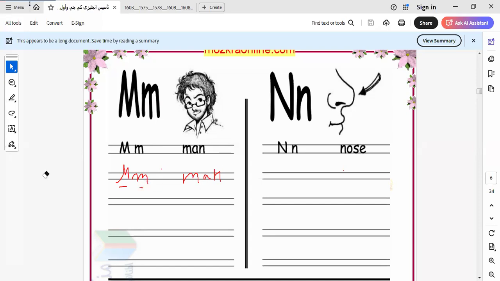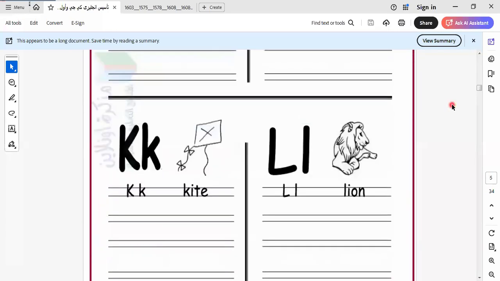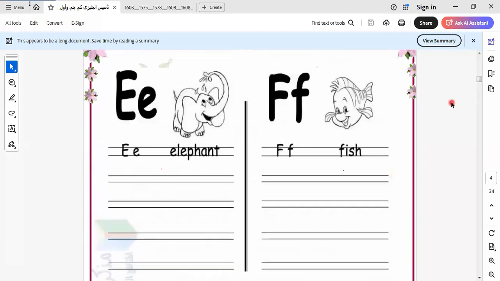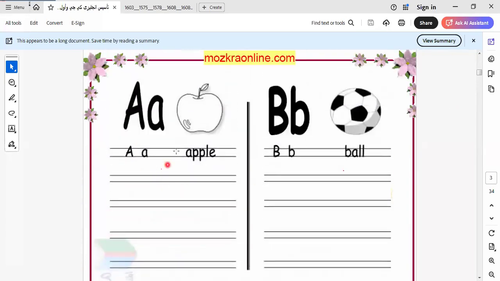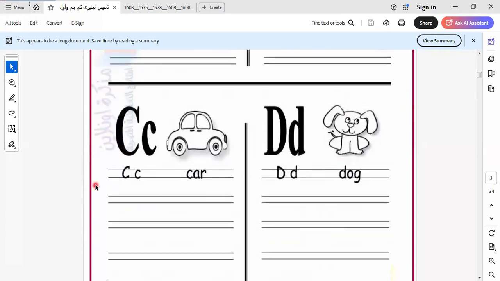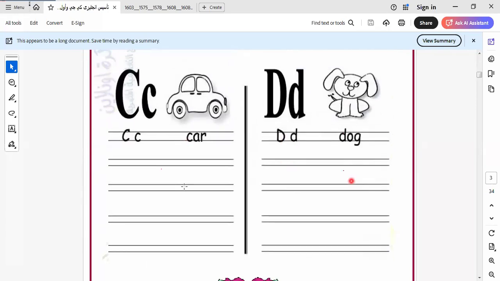I will revise the letters that we took, then I will start to read the story today. Okay, let's remind you of the letters we took. Here is capital A and small a for apple, capital B and small b for ball, capital C and small c for car, capital D and small d for dog.